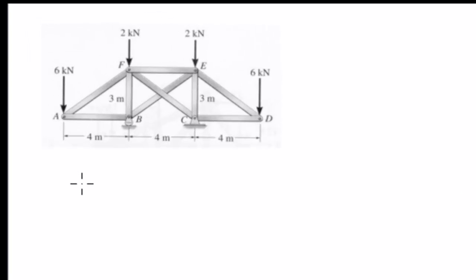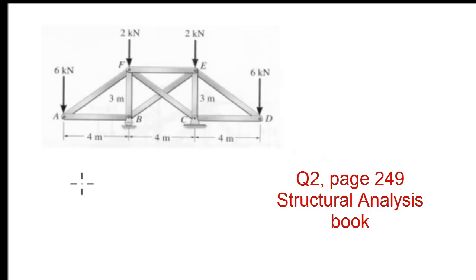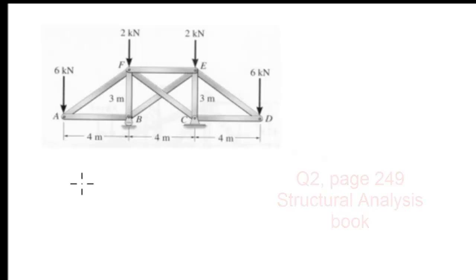Okay, today we are going to solve this problem together. This is question 2 on page 249 of the structural analysis book, and it's given this structure. The question says determine the force in each member. State if the members are in tension or in compression. As you can see here, we have a roller support at B and a hinge support at C.